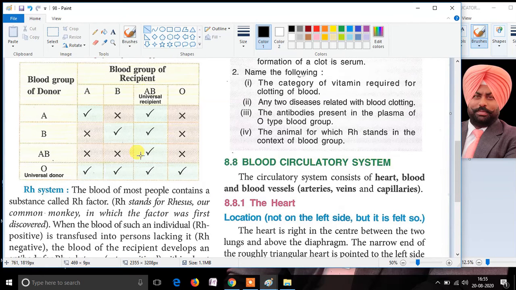So this table can be studied to remember which donor can transfuse his blood to which blood group. Moving on further, let's study the second factor, that is called the Rh factor, or Rh system. This Rh factor actually stands for a name called rhesus, and this was the name of a monkey on which this Rh factor was first discovered, and thus the Rh factor was named after it.